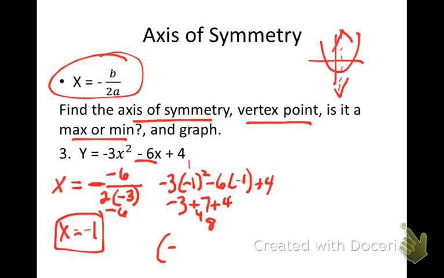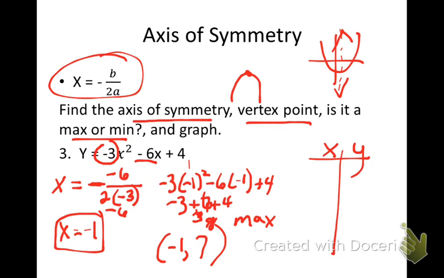So my vertex point will be an ordered pair. Oops, I added something wrong here. Oh, this is positive 6, sorry. And I get 7 as my vertex point. So negative 1, 7 is my vertex point. Okay, is it a max or min? Well, you can either graph it and then tell that, or you should notice, like we said, from right here, we know it's going to open downward, so the vertex point will be a maximum point. So you can abbreviate max like that.